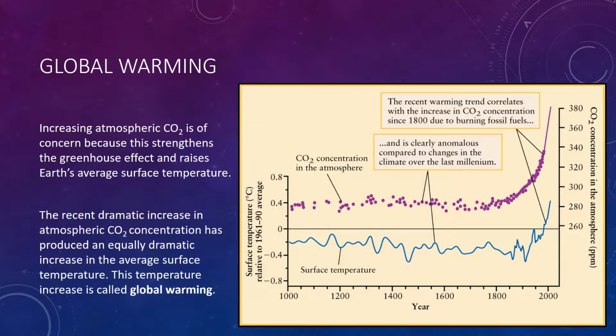The recent dramatic increase in the atmospheric concentrations of carbon dioxide has produced an equally dramatic increase in the average surface temperatures. This temperature increase is called global warming. As we will soon explore, other explanations for global warming have been proposed, such as volcanism and changes in the sun's brightness, but only greenhouse gases produced by human activity can explain the steep temperature increase shown.